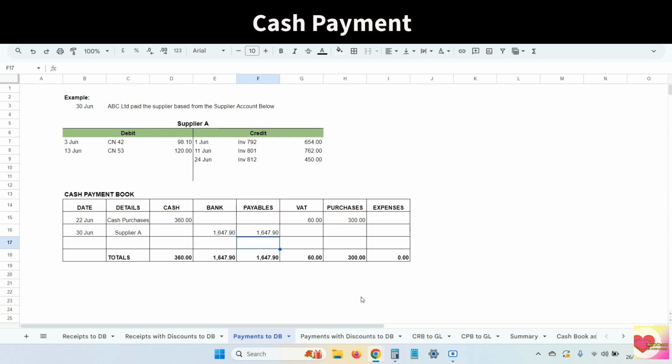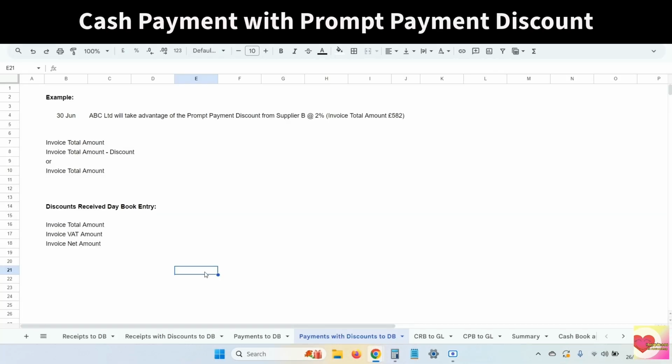Another thing to note here is sometimes the cash payment book has an expense column, which is for the expenses other than purchases. We won't elaborate on this much, it's just to note that sometimes you may see it there. Our next example is recording cash payments with prompt payment discount.